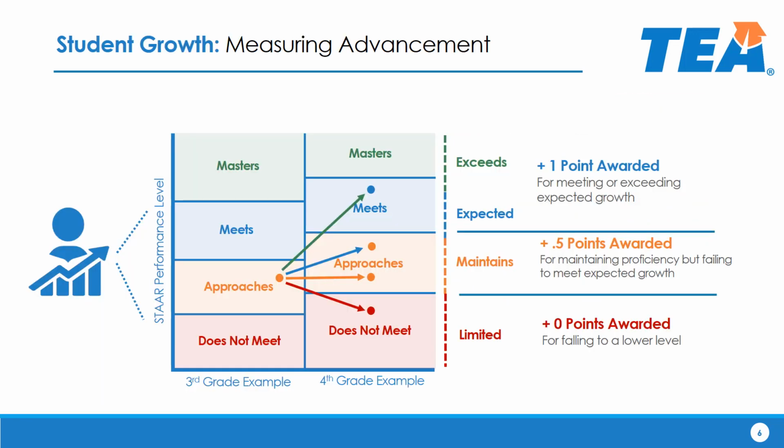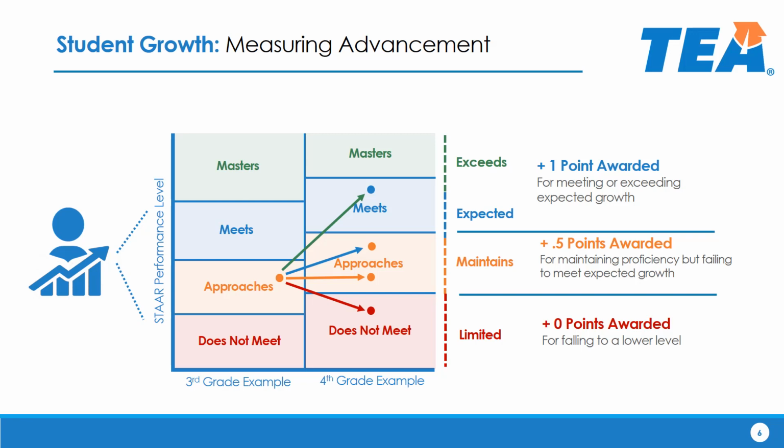So here are a few examples of how Part A works. The design of the new growth model is to reward students who achieve expected growth and also reward students who stay at the same performance level year over year even if they don't meet growth expectations. A student who is at the approaches grade level last year and achieves the meets grade level this year earns 1 point. A student who is at approaches grade level last year, stays at approaches grade level this year, but meets the STAAR progress measure also earns 1 point.